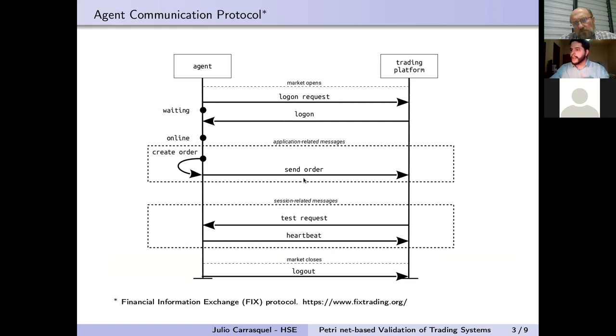Also, there can be messages related to the connection. For example, after some time, if the agent hasn't done any activity, the platform sends a test request saying, hey, are you alive? Is the connection still on? And the agent must respond with a heartbeat. Eventually, the bell rings again, saying that the processes of the agents should terminate because the trading day is finishing for today. So there should be a logout procedure at the end.